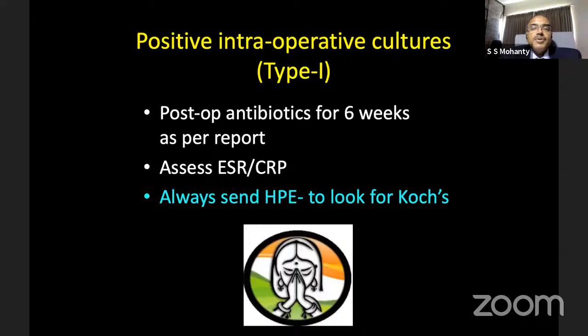Now, type 1 is a positive intraoperative culture that gives you a surprise after you have already put a joint in. Depending on the culture sensitivity report, you have to treat this patient for about 6 weeks with antibiotics. In each and every case, we send histopathology.